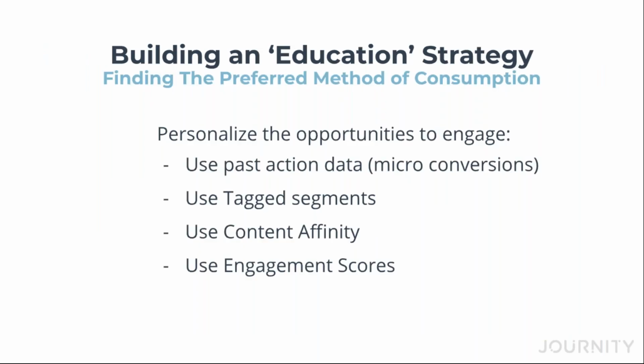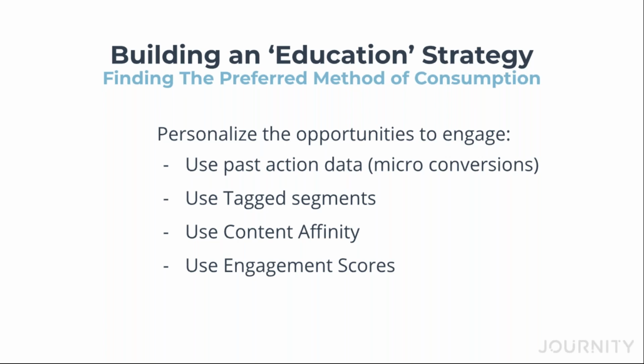So you want to personalize the opportunities to engage by using their past data. You want to use tagged segments, which you can do on site through tools such as Journity. And you want to use things like content affinity and their engagement scores. Now, content affinity allows you to actually look at what information these people are viewing on your website and build an idea as to what their interests are.